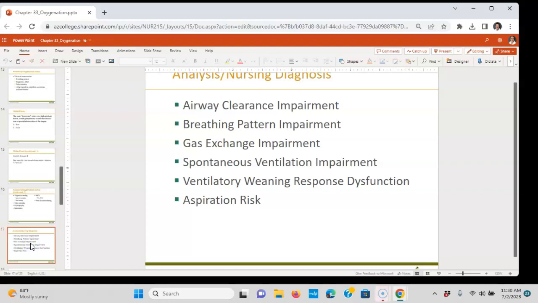And then analysis and nursing diagnoses that come from this would include airway clearance impairment, breathing pattern impairment, gas exchange impairment, spontaneous ventilation impairment, ventilatory weaning response dysfunction, and aspiration risk.